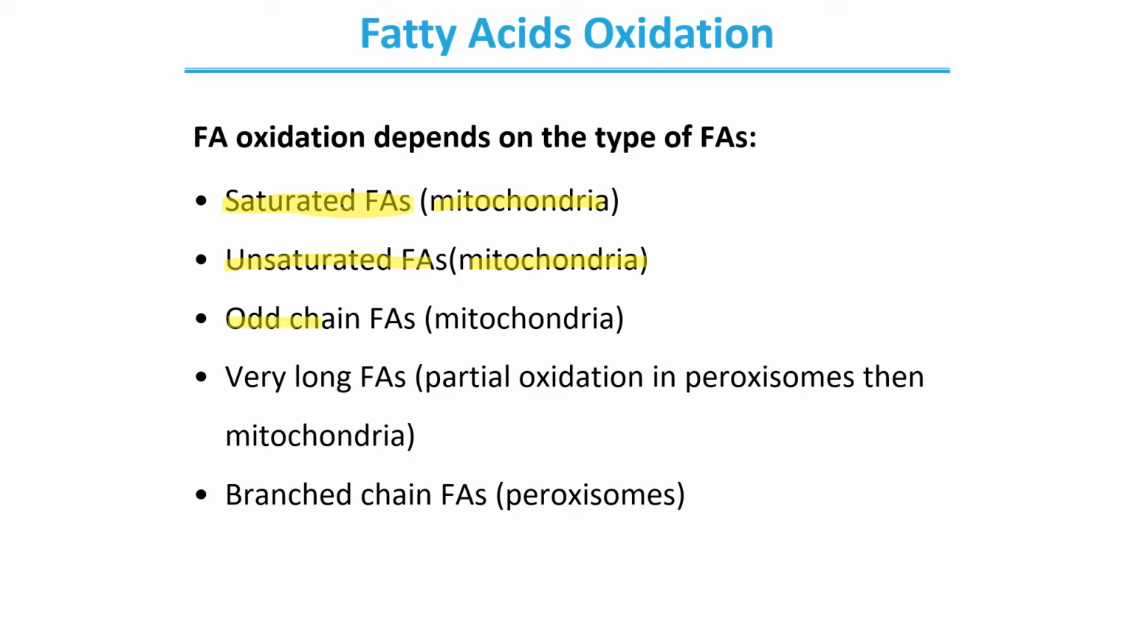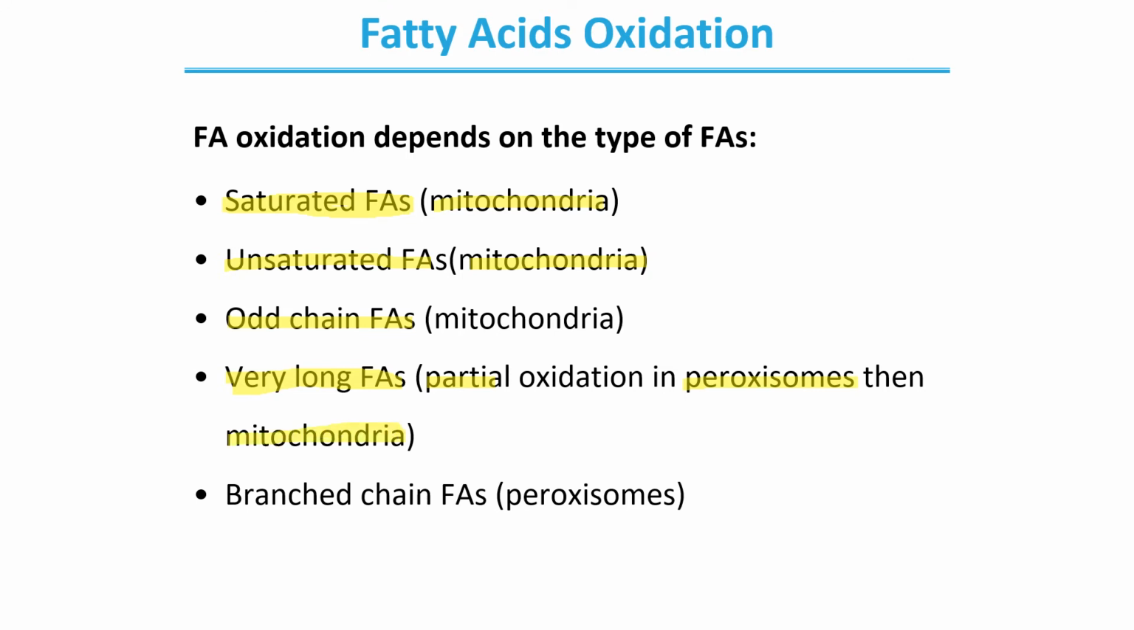Then there are a certain type of fatty acids that are called odd chain fatty acids, meaning they have an odd number of carbons in their chain, like 13, 15, 17, 19, and so on. Then there are a couple of other types. One is called very long chain fatty acids, and these are usually more than 24 or 26 carbons in it, and their beta oxidation, half or partial, will happen in peroxisomes, and the other half will happen in mitochondria.